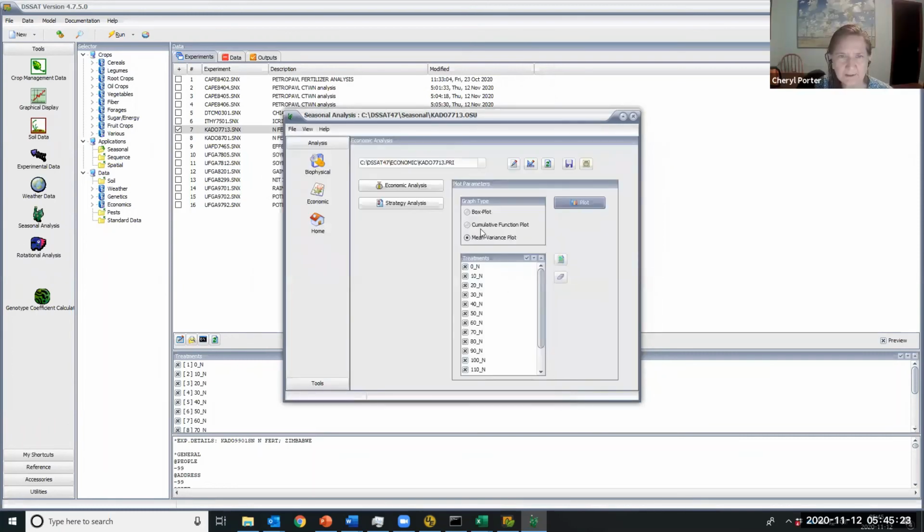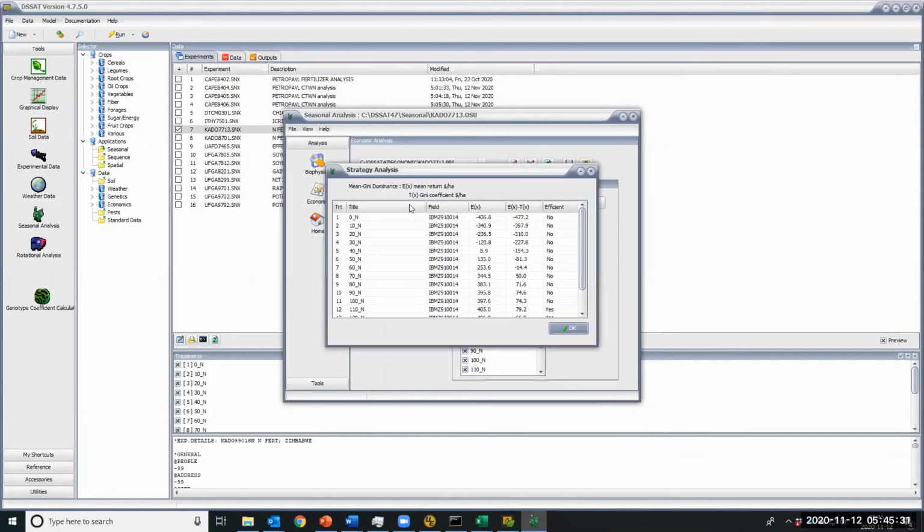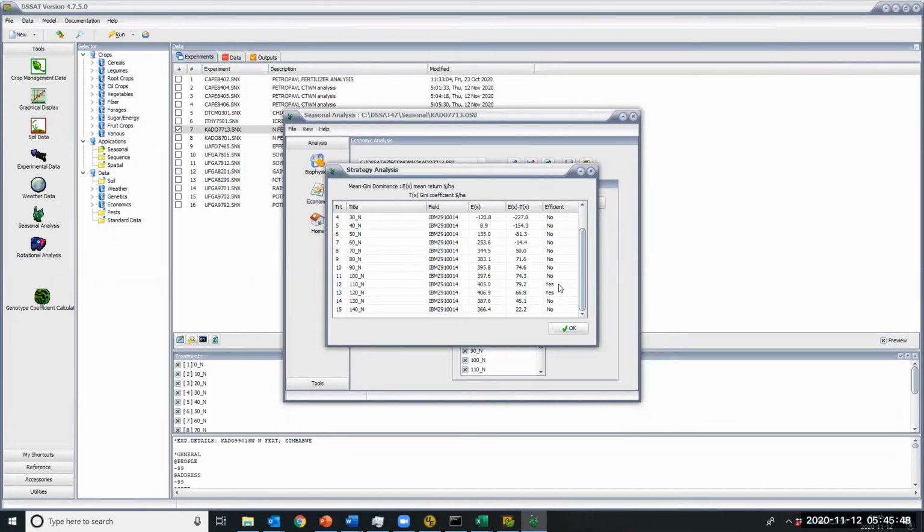Okay, I'm going to go back and look at the strategy analysis. And this is the mean Gini analysis that looks at the efficiency of the various treatments. And it looks like, according to this analysis, treatments 12 and 13 are the most efficient. The application uses the Gini deviation analysis method, and the system tells us that experiments 12 and 13 are the most optimal.